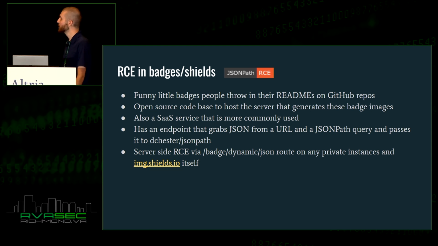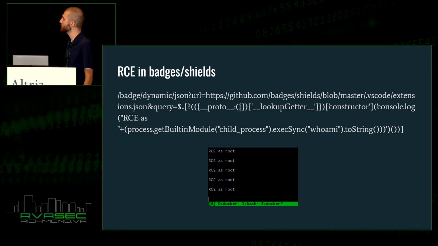So it has an endpoint that grabs JSON from a URL and a JSON path query and passes it to Dchester JSON path. Well, fortunately, we have put together already a payload that, if used to filter in a JSON path, executes an expression that leads to RCE. So essentially, you could hit the badge dynamic JSON endpoint. You give it some URL that points to some JSON object. I don't know how it downloads these. I don't know how it's safe. There might be SSRF here. This just seems like good SSRF attack surface. I've not looked into it. That's some free research anybody can follow up on if they want.